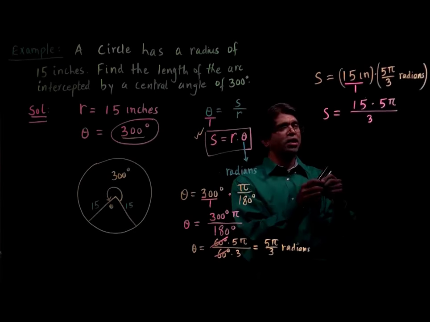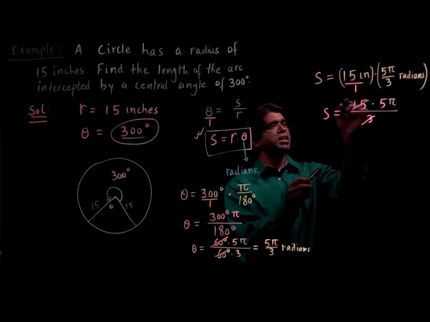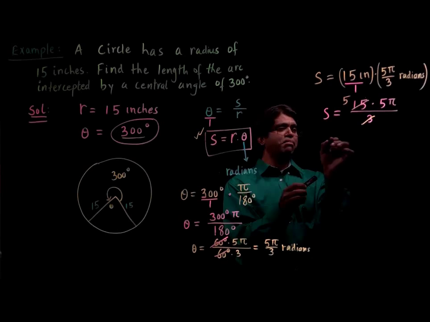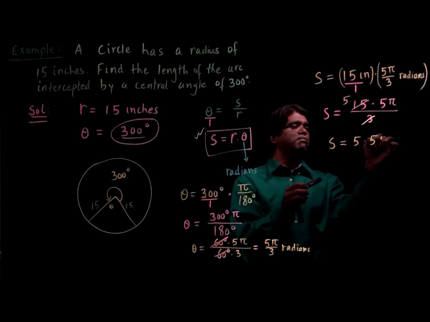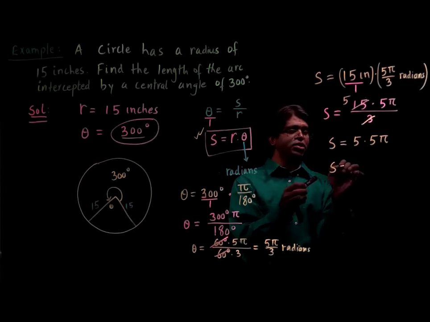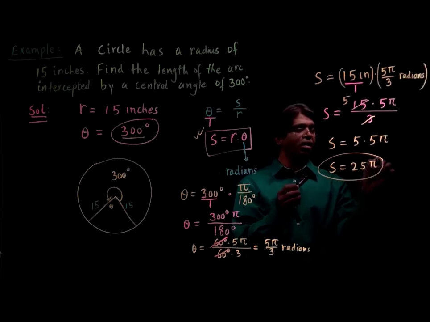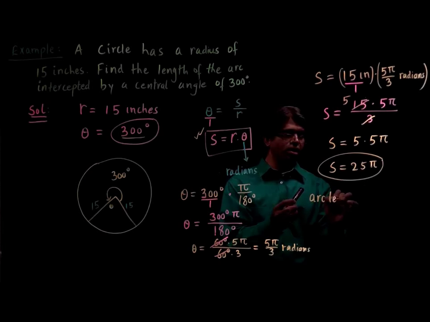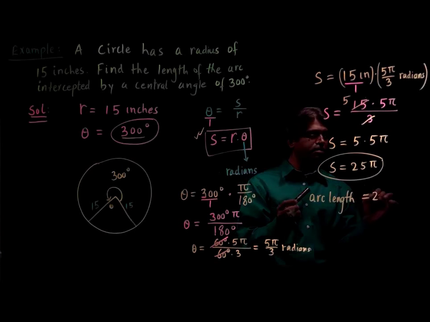And we all know that 15 over 3 is basically 5. So I got S is equal to 5 times 5 pi. And 5 times 5 is 25 pi. And this is my arc length. So the value of the arc length is 25 pi inches.